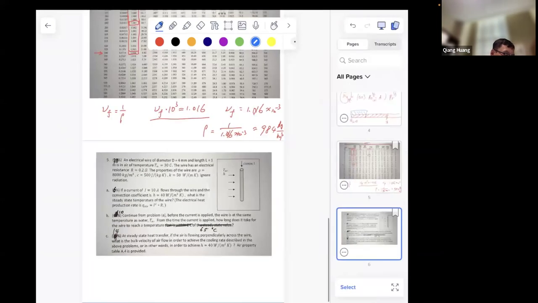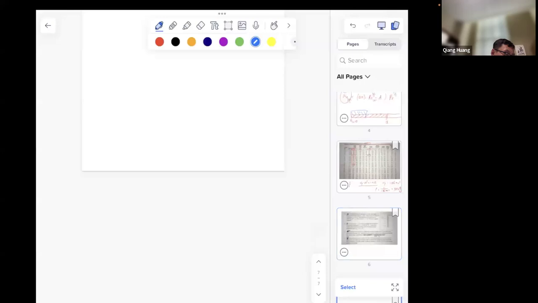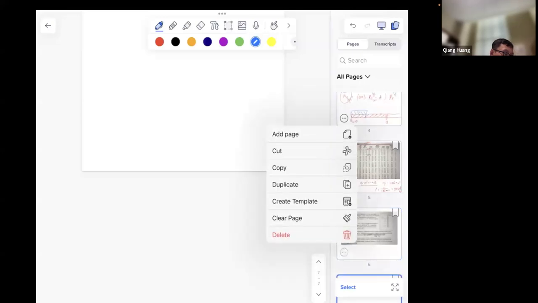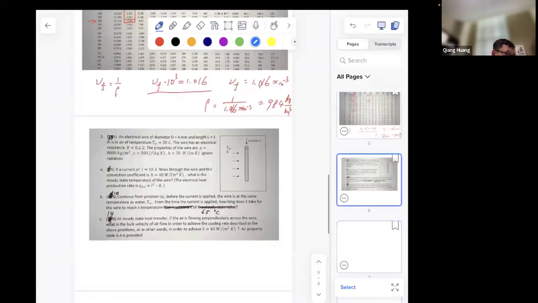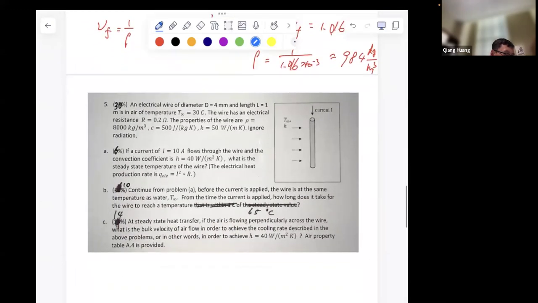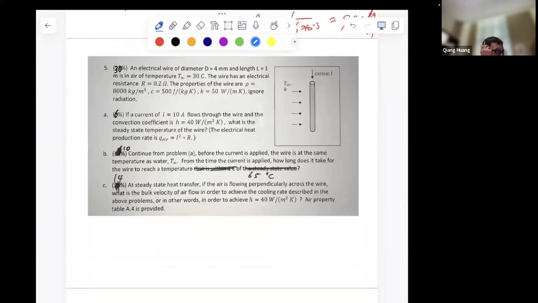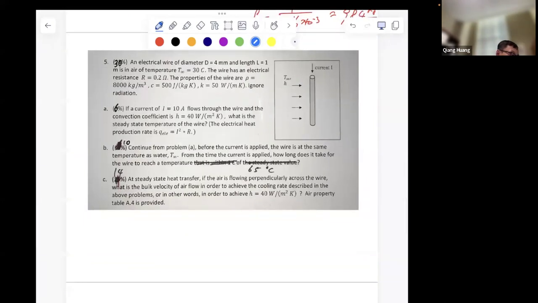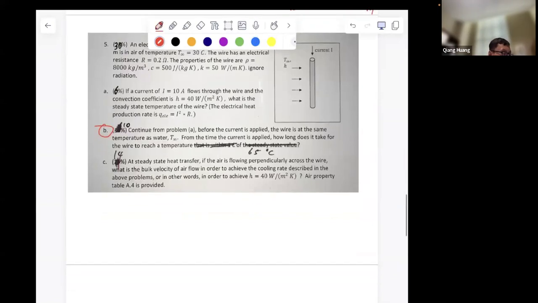All right, so now let's look at the second problem, which is a single wire in air. And one thing is most of the students actually have questions about the second one, because the first one is a steady state problem.